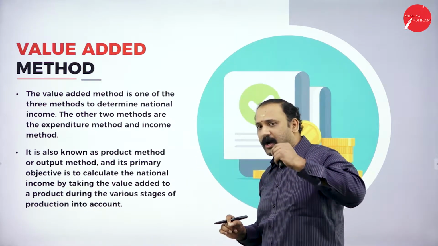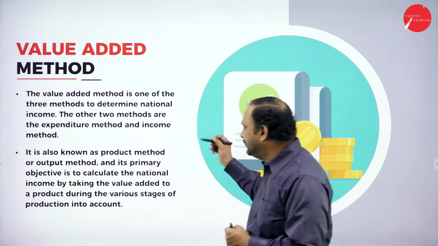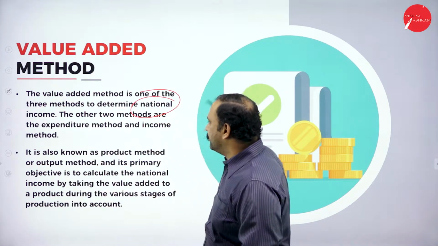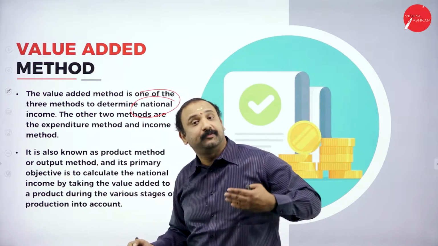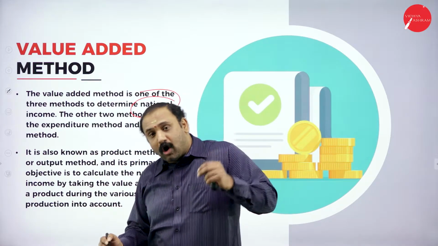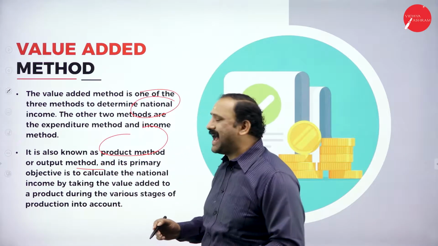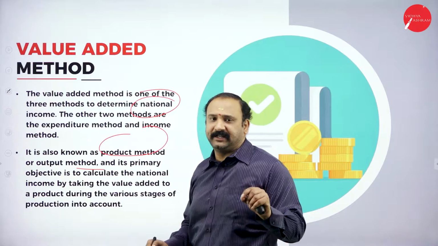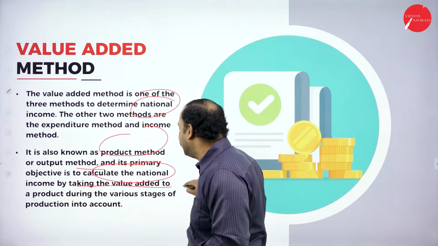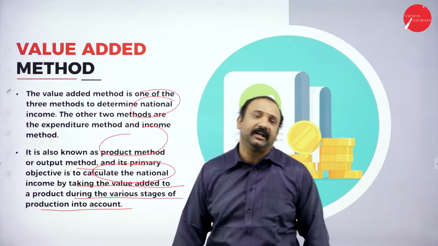Now, this is one of the standards that is followed by our country in terms of determining the national income. The other two methods are expenditure and product method, which we have already seen in the previous sessions. This is also known as the product method or output method, and its primary objective is to calculate national income by taking the value added to product during different stages of production into account.